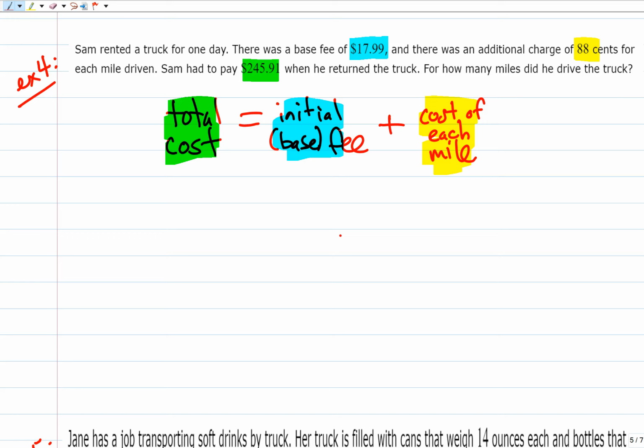Now it's 88 cents per, and notice the miles are what we don't know, right? So it's going to be the cost of the miles times the number of miles. That's what we don't know. What are we going to put for the number of miles? That's the only thing we don't know. That's going to be X or M or whatever you want, right? But the idea is that's our unknown. The rest of it, we can fill it in. What was the total cost?